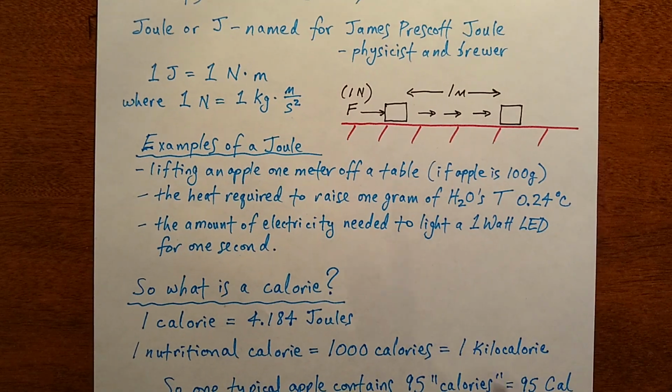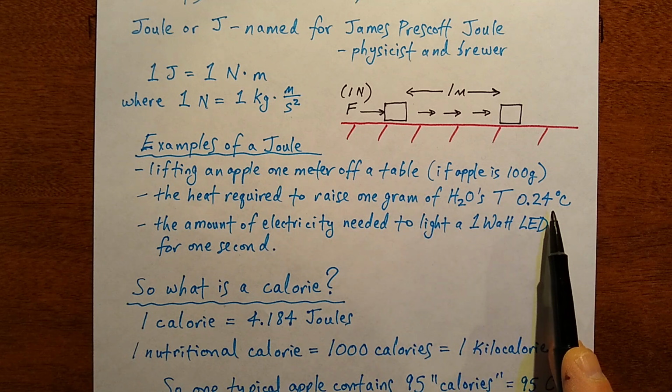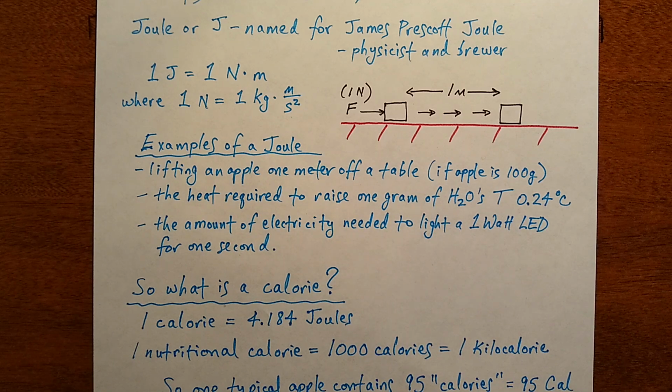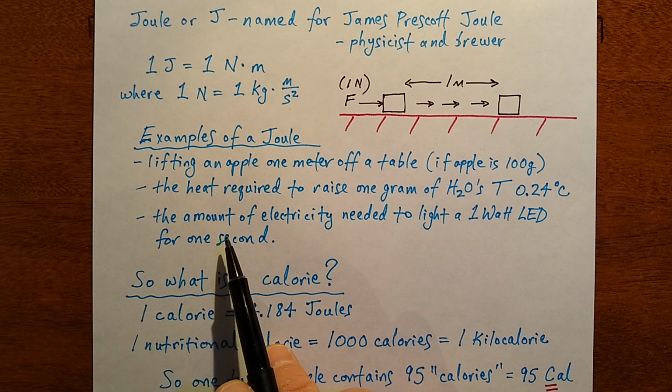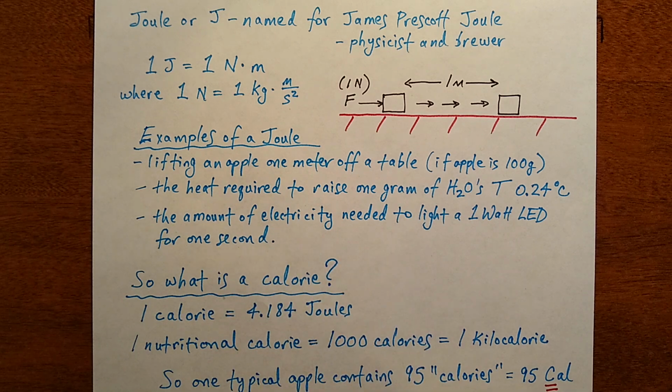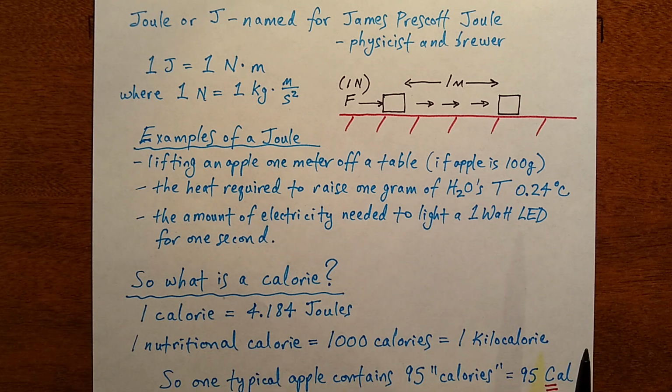1 joule is also the heat required to raise 1 gram of water's temperature by about 1/4 of a degree. And that's not much. A joule can be the amount of electricity needed to light a 1 watt LED light, a real small LED, for about 1 second. So it's really, really, really a small number.